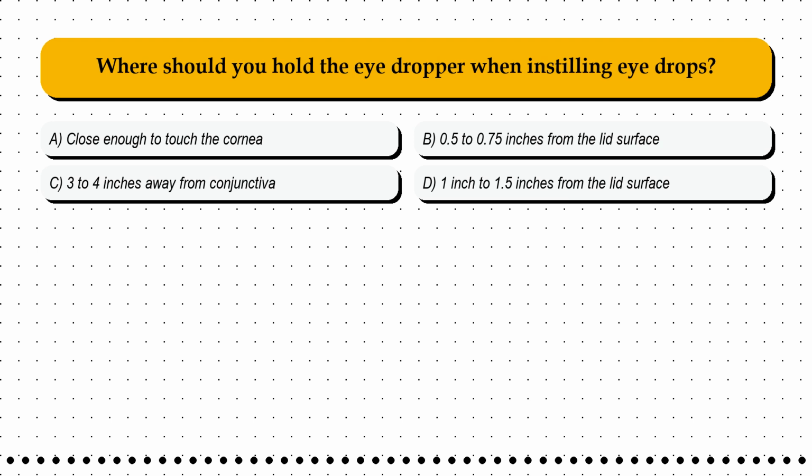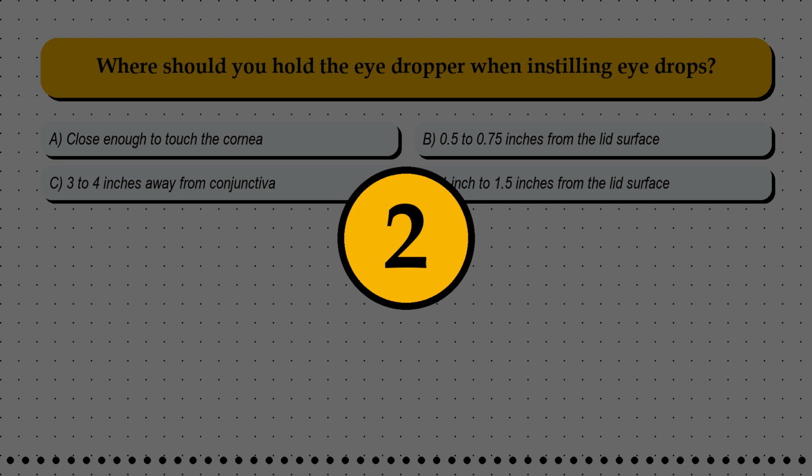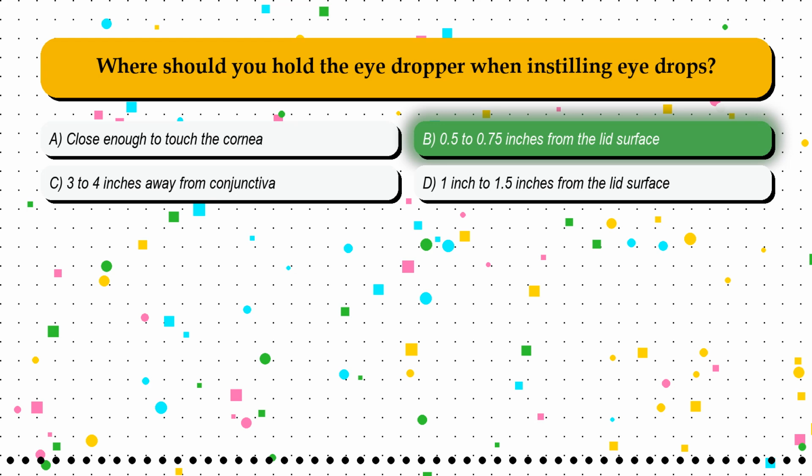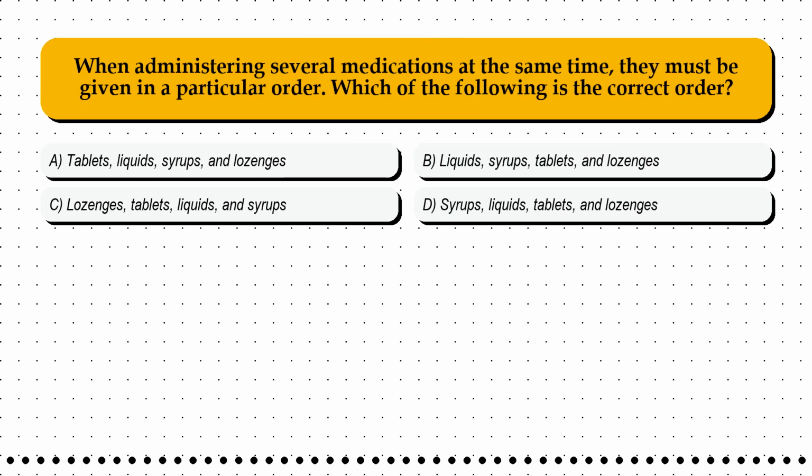Option B, 0.5 to 0.75 inches from the lid surface. Option C, 3 to 4 inches away from conjunctiva. Option D, 1 inch to 1.5 inches from the lid surface. The correct answer is option B, 0.5 to 0.75 inches from the lid surface. Question 290. When administering several medications at the same time, they must be given in a particular order.